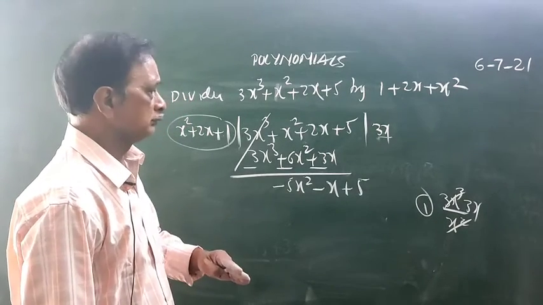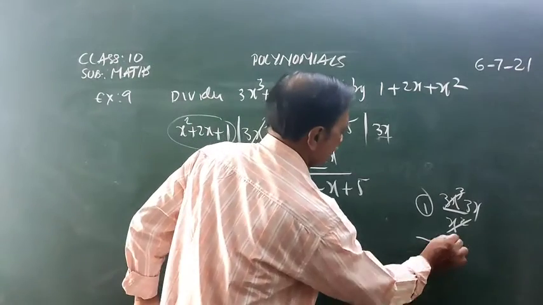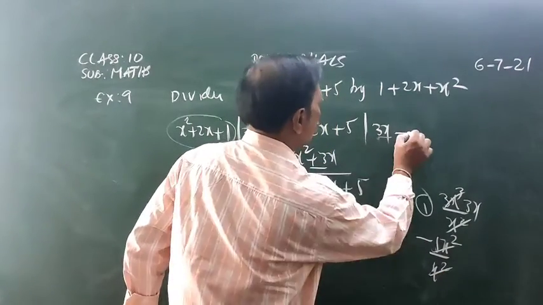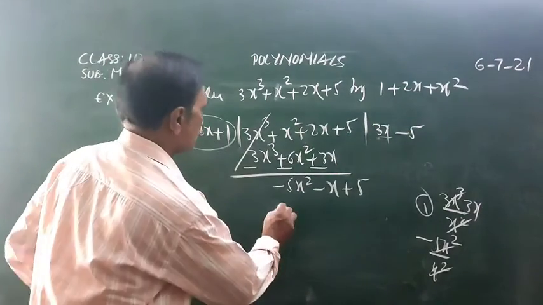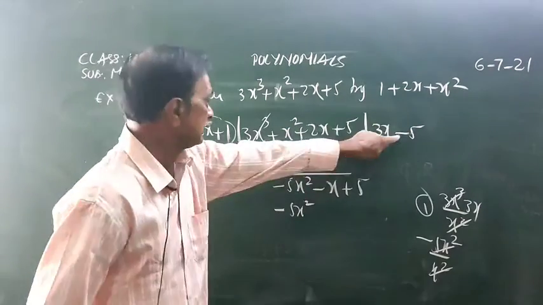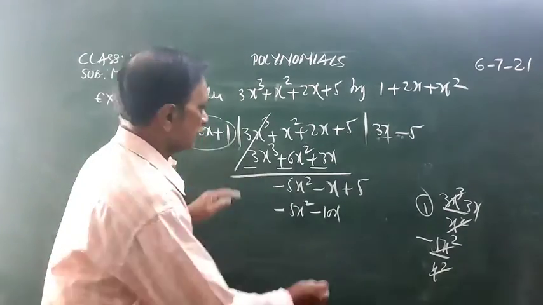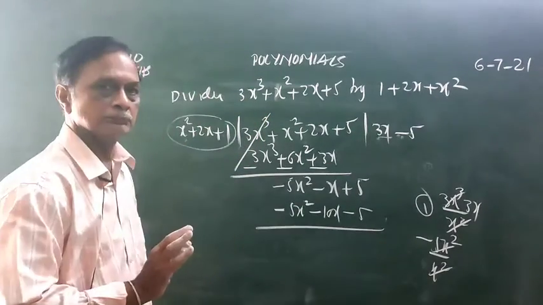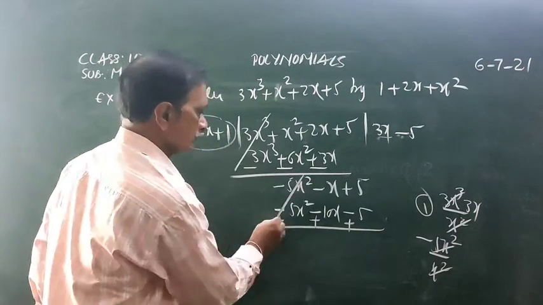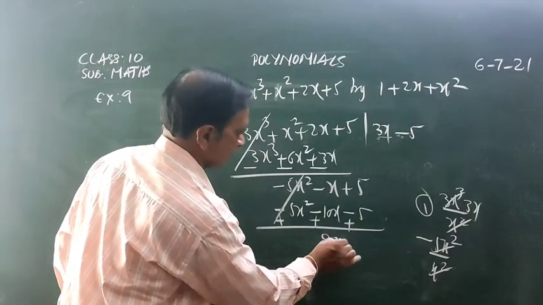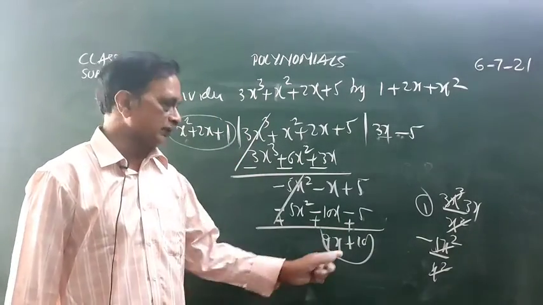Now what should be done now? Divide the first term of the dividend by the first term of the divisor. Minus 5x squared by x squared, minus 5. Multiply this divisor by minus 5. Minus 5 into x squared, minus 5x squared. Minus 5 into plus 2x, minus 10x. Minus 5 into plus 1, minus 5. Subtract. Minus 10x minus x, 9x, plus 5 plus 10. What is the remainder? 9x plus 10.